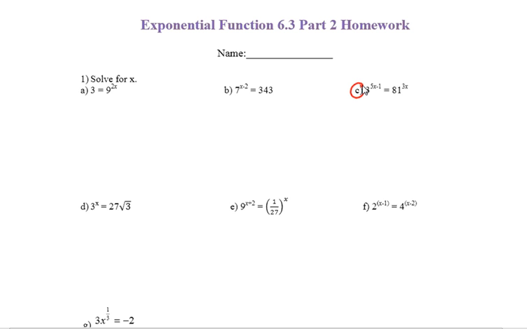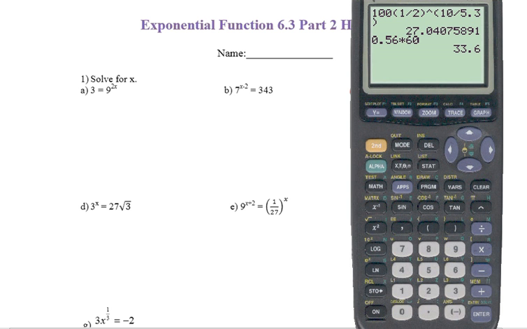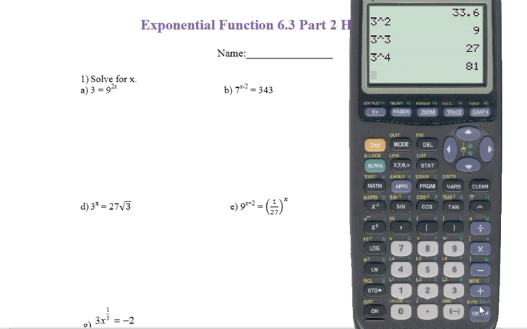We want to get the same base, so who do we probably want to change? 81. We want to check: can we write 81 with a base of 3? So you're 3 squared. You could try 3 to the cube. Nope. 3 to the 4. Bingo. We got a winner.